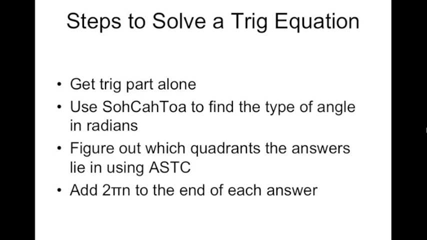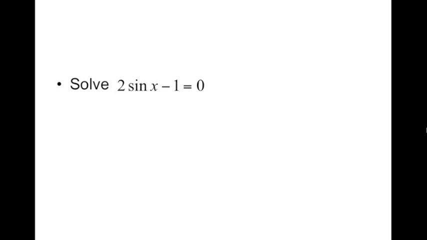Then we're going to use SOHCAHTOA to find a type of angle for our answer. We're going to be solving these problems in radians, not in degrees. Then the next part says figure out which quadrants the answers lie in using this rule of ASTC, and I'll go through that in a second. And then our last step is we're just going to tag in this plus 2 pi n to the end of our answer, and I'll explain why as we go through a problem. So these are our general 4 steps to solving the problem. Every time we're going to do these same exact 4 steps.